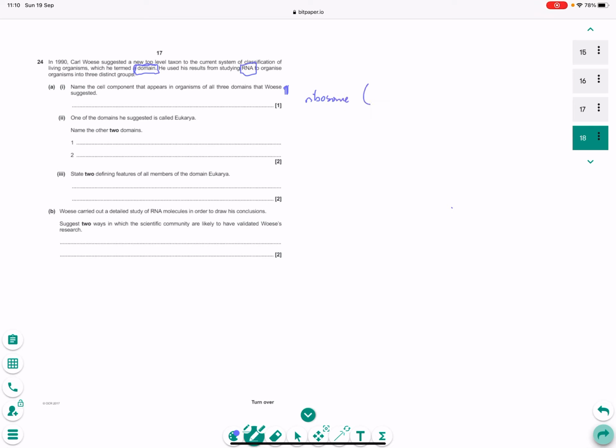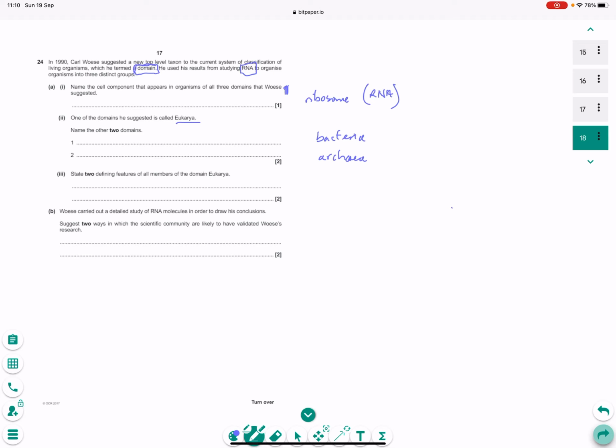Because the ribosome is the one organelle that's associated with RNA. One of the domains he suggested was eukarya. So the other two are bacteria and, how do you spell this? Archaea? Never was good at spelling.